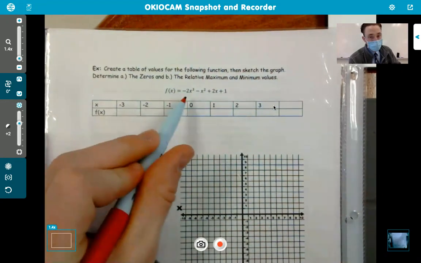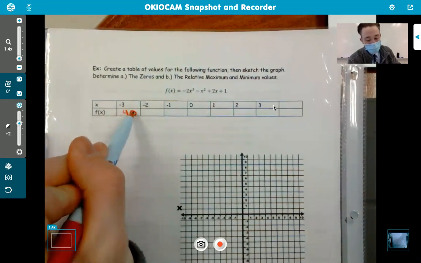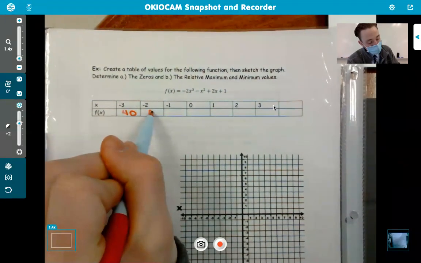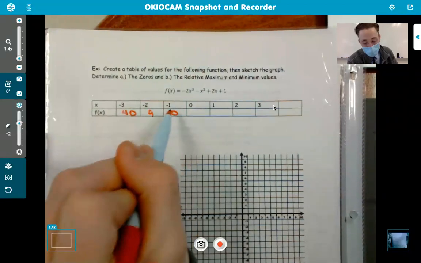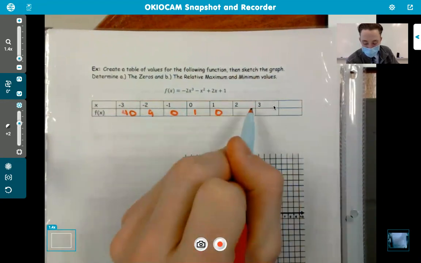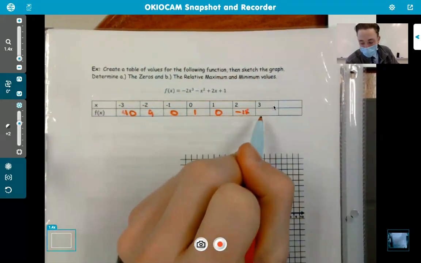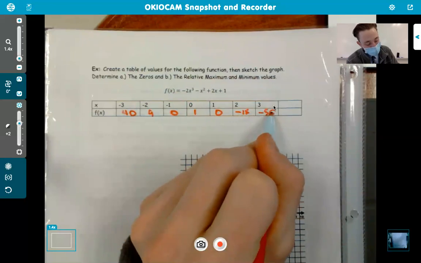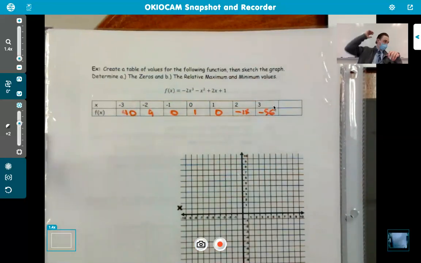When you plug in -3 into this equation, you get 40. -2, you get 9. -1, you get 0. 0, you get 1. 1, you get 0. 2, you get -15. And 3, you get -56. Okay. There's an extra column there. Just don't worry about that for now. Again, you would get those by plugging in the x's into the original equation and simplifying.